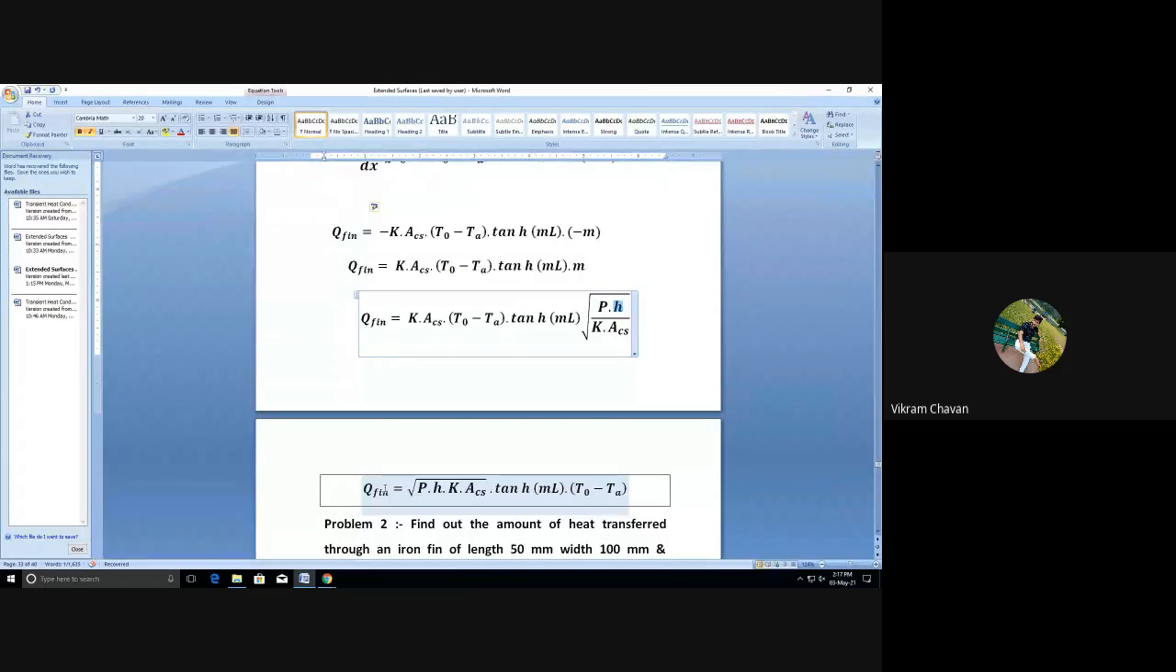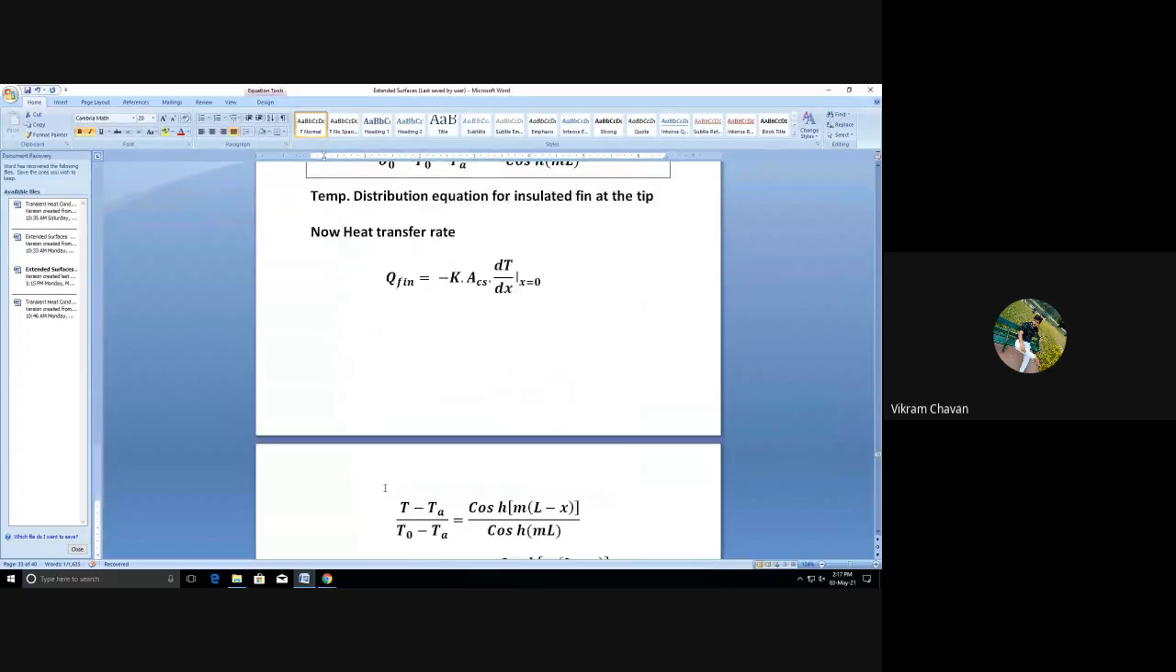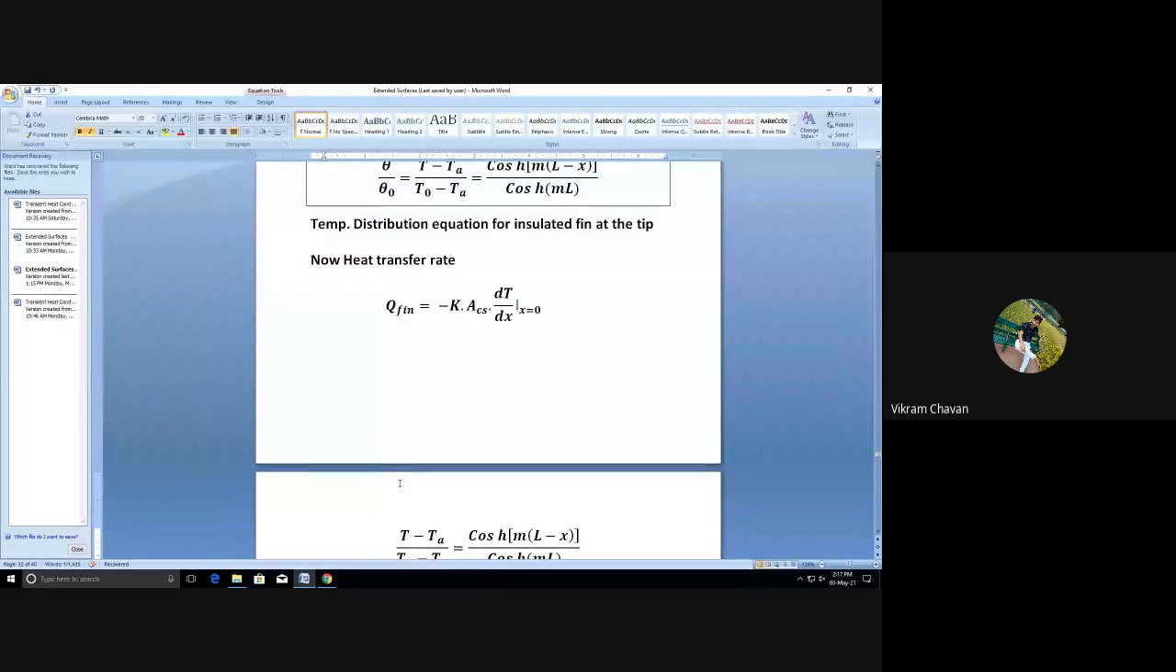Okay, getting everyone? Is there any question, any doubt? So write down the temperature distribution equation. Now here, heat transfer rate. Okay, heat transfer rate. Write down everyone. Heat transfer rate.